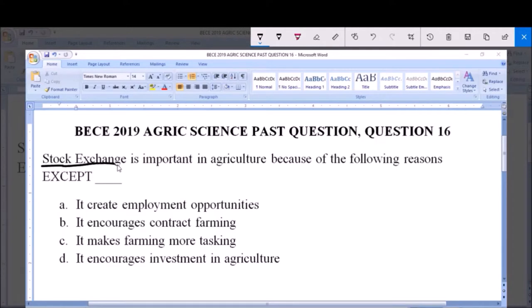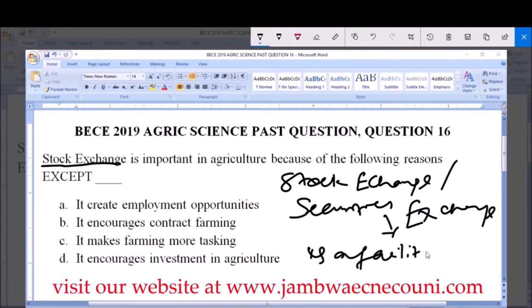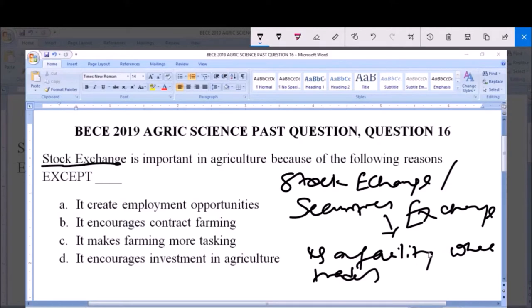But before we pick this option, what is stock exchange? Stock exchange is also known as securities exchange. Now, what is this stock exchange? Stock exchange is a facility where traders, in the aspect of agriculture, can buy and sell securities such as shares of stock or financial instruments. So stock exchange is a facility where traders or farmers can buy and sell securities.